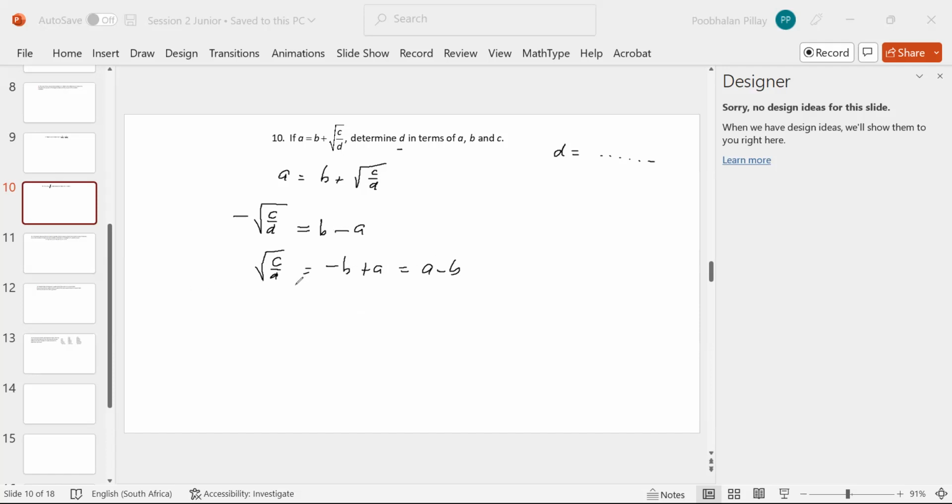All right, now I've got the D inside the square root sign. So how do you get rid of the square root? Well, to get rid of the square root, you square on both sides. So let's square on both sides. All right. Now, when you square a square root, the square root disappears.